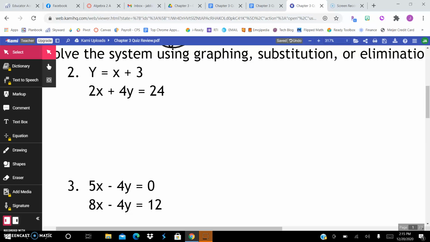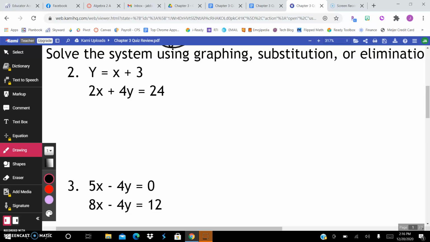For number 2 and 3, we're going to solve the system using graphing, substitution, or elimination. You get to pick which version you liked the best and which one made the most sense to you. I would not suggest graphing just for the simple fact that you have to solve both equations for y and then try to figure out where they cross on a graph. So I definitely suggest substitution if one of the variables is already solved.